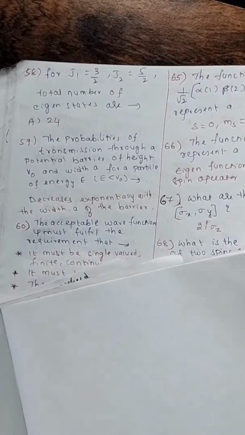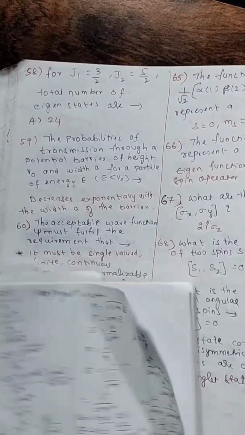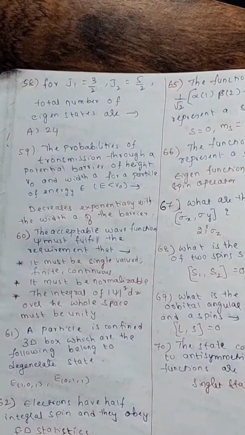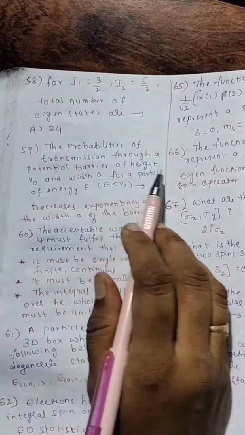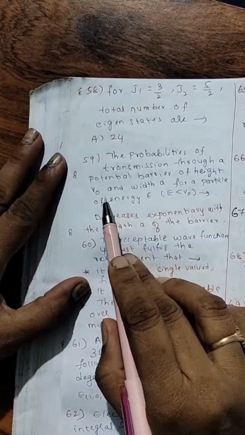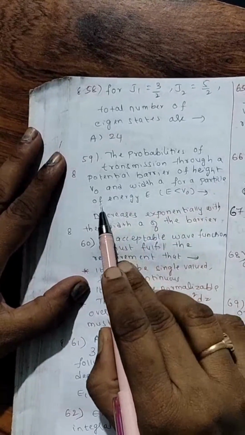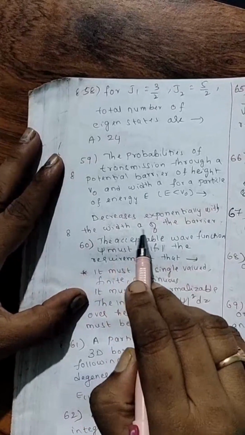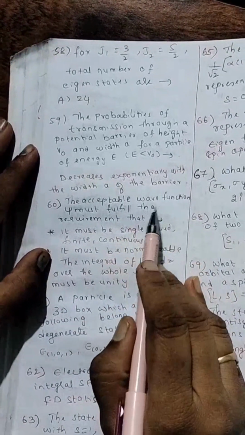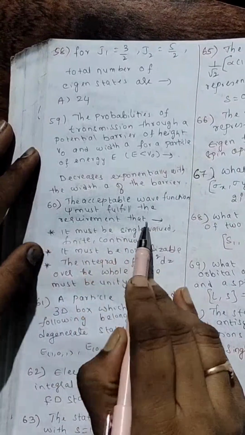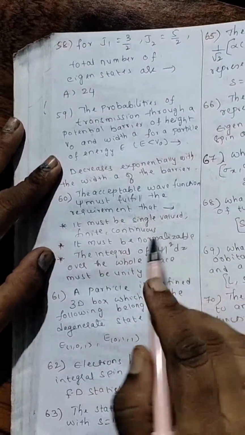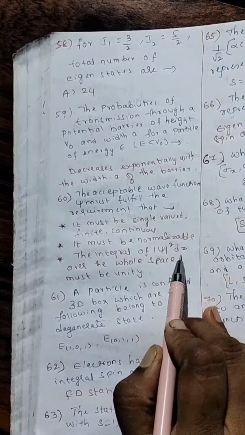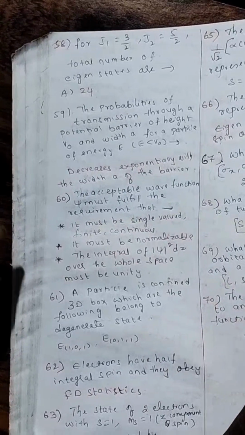Now the next question. The probability of transmission through a potential barrier of height V0, width A for a particle of energy E less than V0 decreases exponentially with the width A of the barrier. The acceptable wave function psi must fulfill the requirement that the psi conditions are single valued, finite, continuous, normalizable, and the integral of psi square dz over the whole space must be unique.